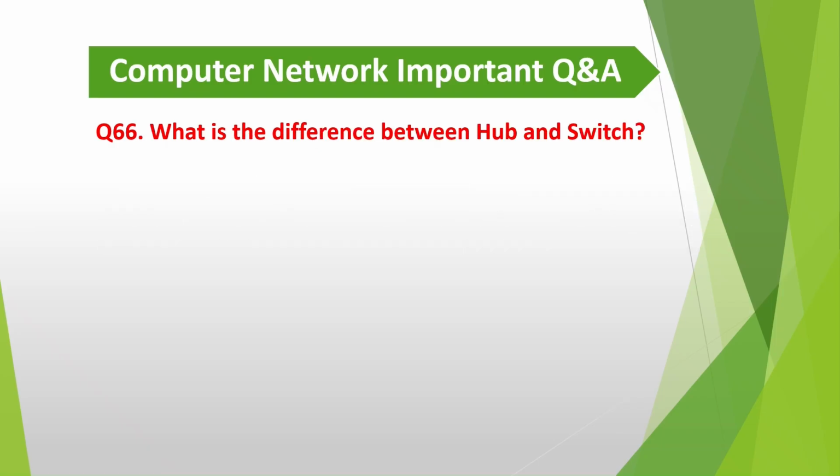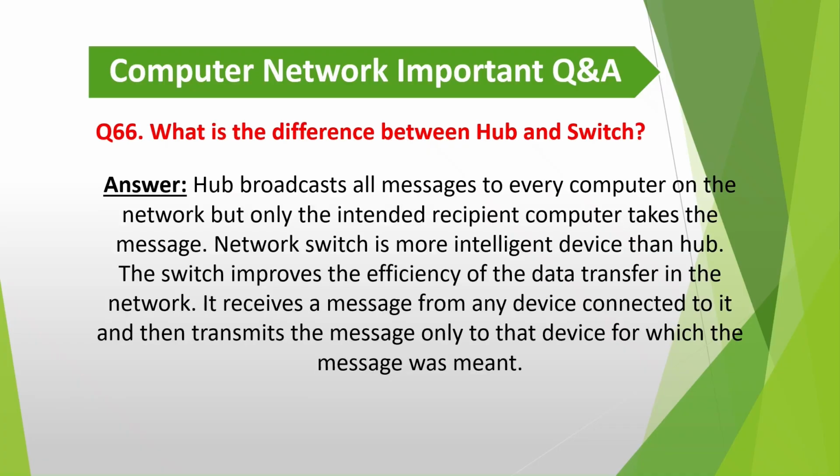Question 66. What is the difference between hub and switch? Answer. Hub broadcasts all messages to every computer on the network, but only the intended recipient computer takes the message. Network switch is more intelligent device than hub. The switch improves the efficiency of the data transfer in the network. It receives a message from any device connected to it and then transmits the message only to that device for which the message was meant.